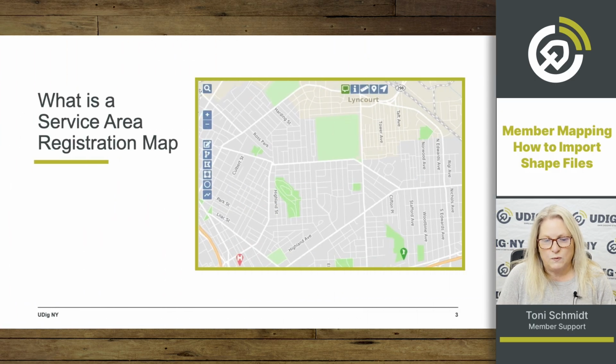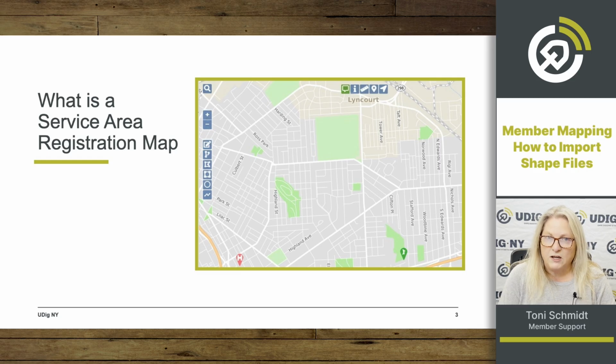So let's begin with what a service area map is and why it is important to be sure it is up to date and kept current. A service area map is the geographic information of a member's underground facilities, and it is an active layer within the ticket creation map. The service area map is what is relied upon to determine if your service area will be placed on the location request as an effective service area.